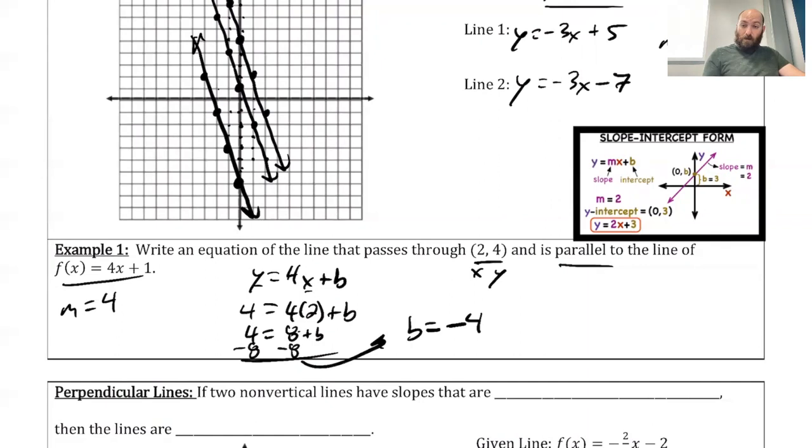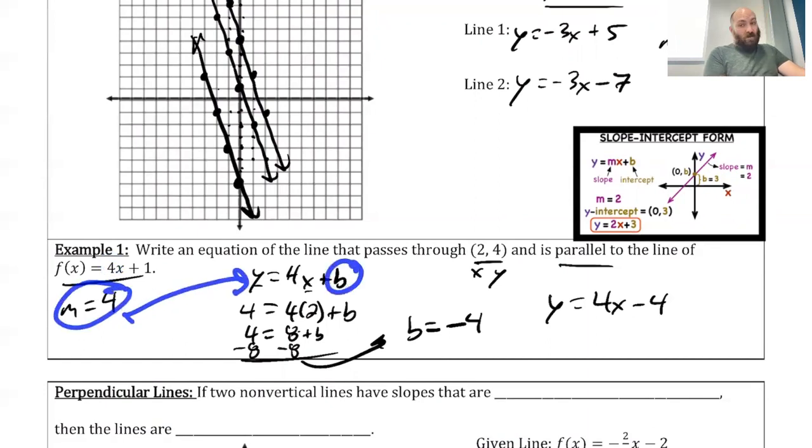Well, negative 4 again is the b value. I want the actual equation, so I'm going to write it out as y equals 4x minus 4. Again, quick recap: I started with the original function. I noticed the slope was 4, so I used that slope of 4 in a new equation, but I can't solve for b yet. But I can do it if I plug in the x and y that's given there.